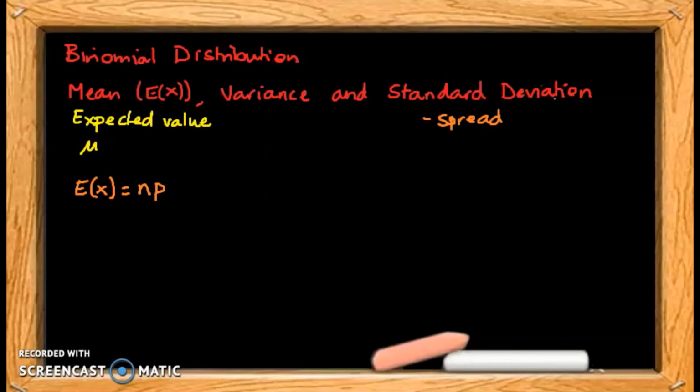standard deviation. Standard deviation is the square root of NPQ, where Q equals 1 minus P. So where P is the probability of a desired outcome in our binomial distribution, Q is the probability that we don't have the desired outcome in the binomial distribution. And that's the formula we use for standard deviation.